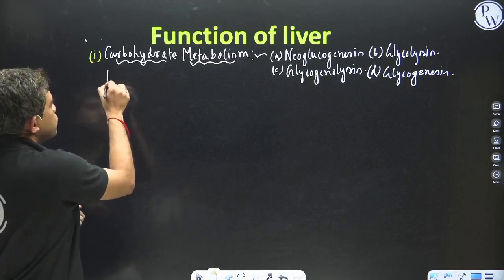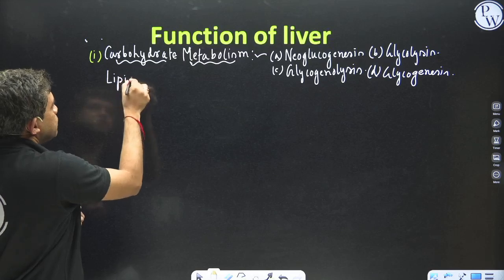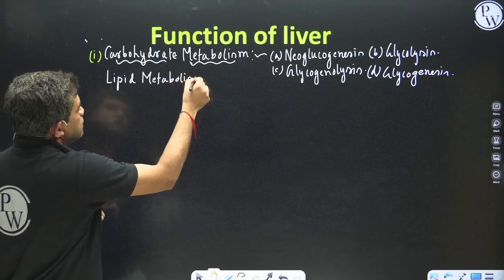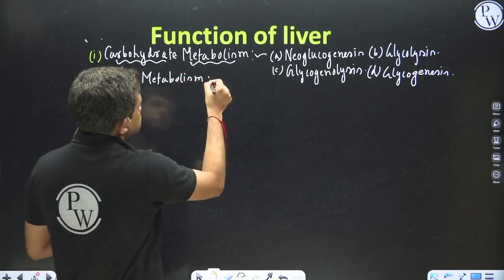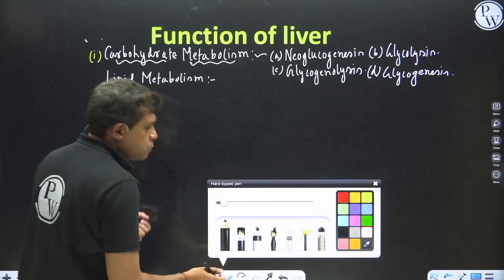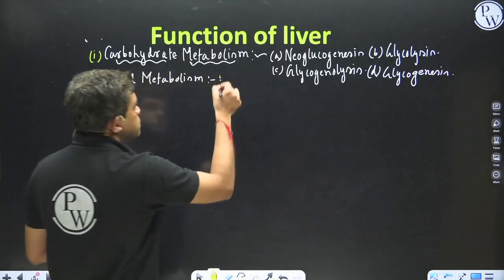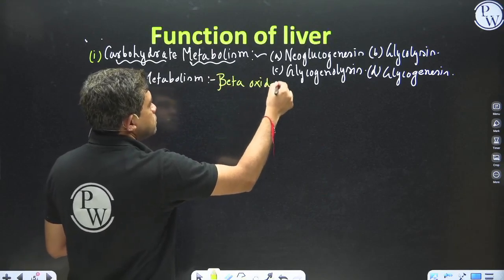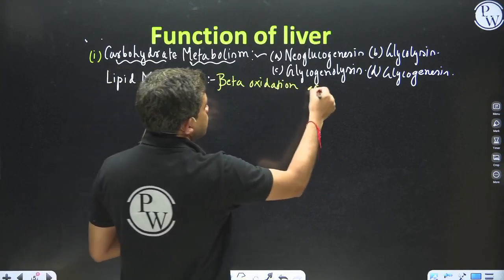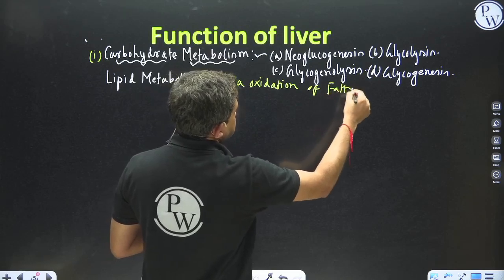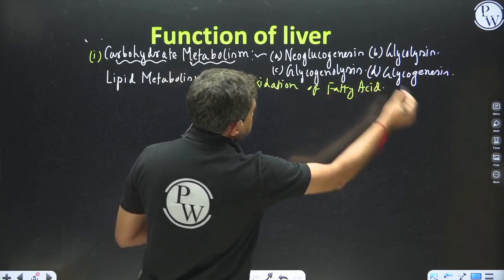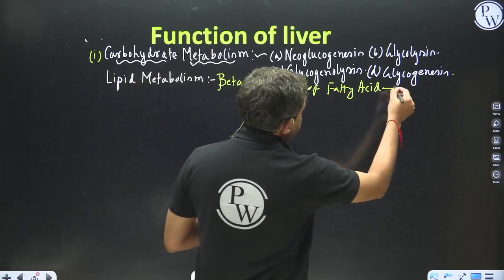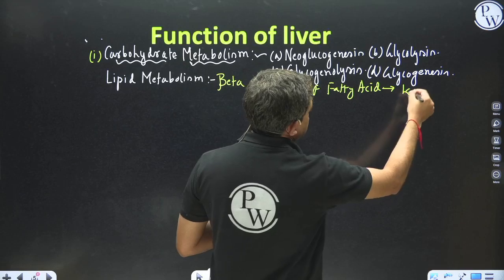If I'm talking about lipid metabolism, there is an important event that goes on here, and you will know it very well. That is the beta oxidation of fatty acids. And after that, what happens? There is the formation of ketone bodies.